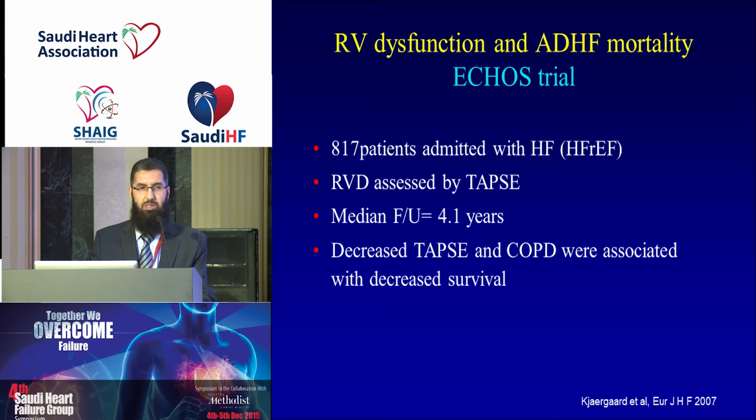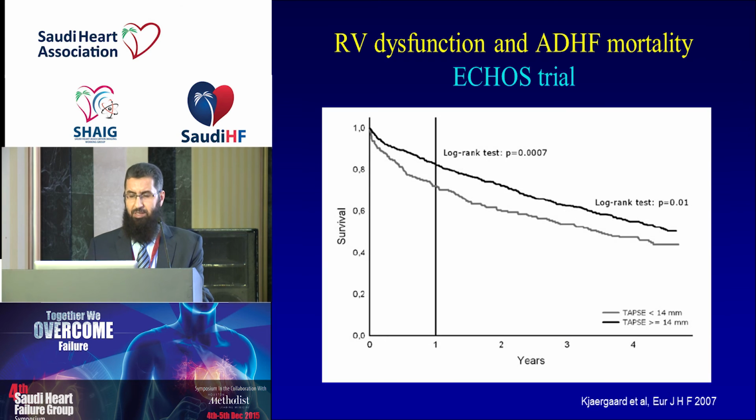In this study, they showed that TAPSE and COPD were associated with decreased survival. And the reason why they looked at COPD is because of collinearity. I mean, COPD patients usually are going to have cor pulmonale, so they looked at both. But both of them were independent predictors of outcome. And these are the survival curves from that study.